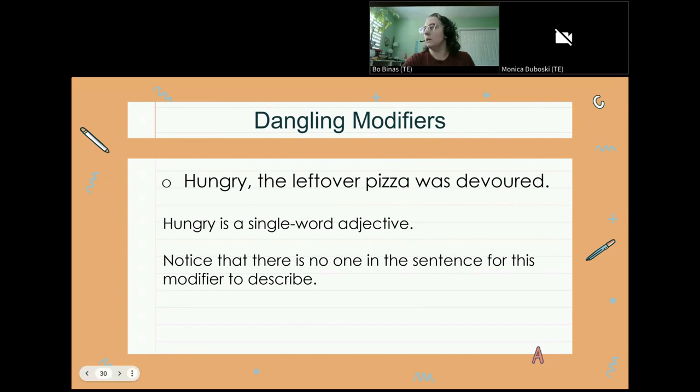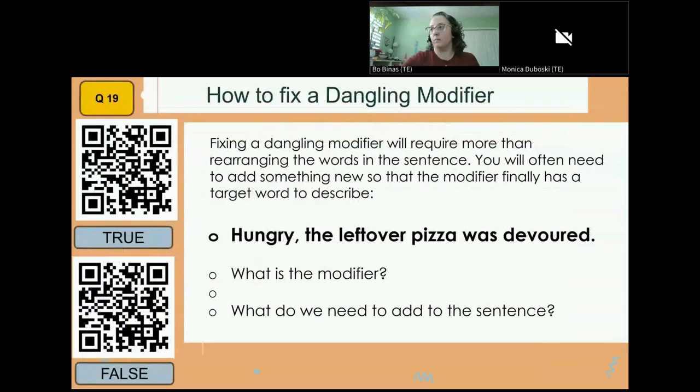Okay, so let's see what else I have here. Same sentence here, but we got a true and false question. Just like I said before, fixing a dangling modifier will require more than rearranging the words in a sentence. You will often need to add something new so that the modifier finally has a target word to describe. Is that true or false?